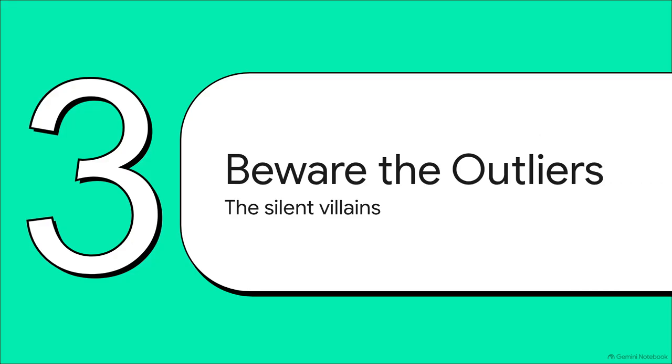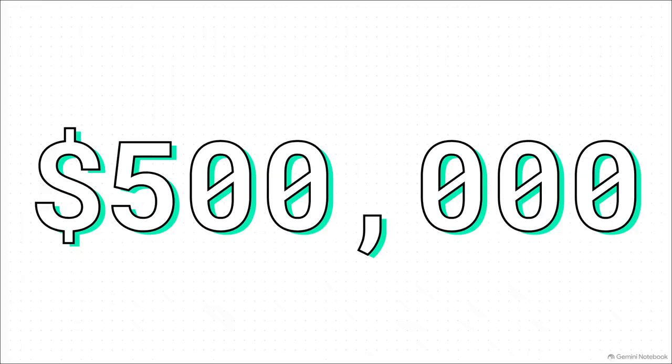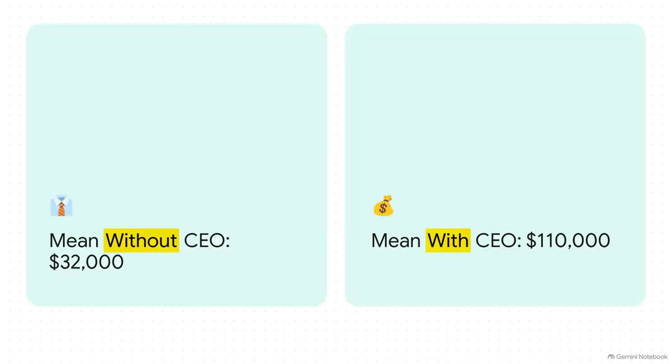Section 3. Beware of the outliers. If statistics were a movie, the outlier would for sure be the silent villain, just quietly distorting reality in the background. Picture a typical small company where the employees earn around $30,000 to $34,000 a year. Now imagine the CEO walks into the room and their salary is $500,000. That massive extreme value right there, that's our outlier. Let's actually look at the math on this. Without the CEO, the mean salary of those employees is a very representative $32,000.